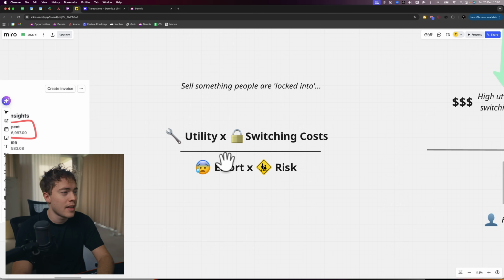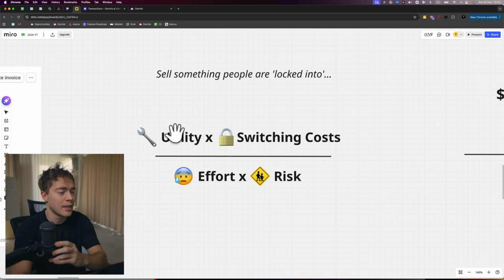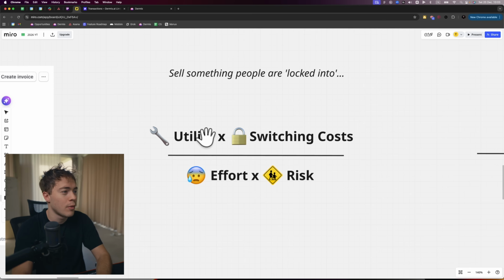And really the reason for that is this equation. So we have utility times switching costs over effort and risk. So let me break this down. The only way to make yourself irreplaceable and to get clients paying you forever is to be very high utility, okay? And I'm going to break down levels of utility for a business.